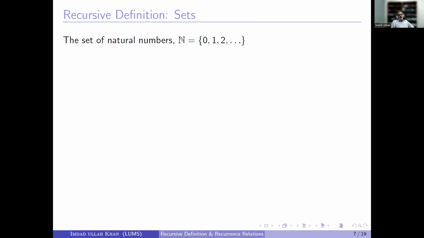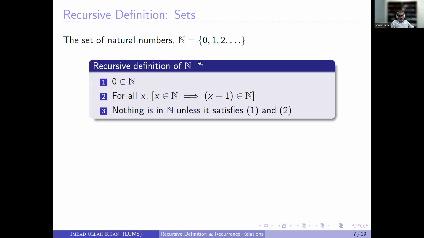The set of natural numbers is what we notate using capital N, and it contains non-negative integers. We can define sets in the form of a recursive definition. We say that the first element is part of the set of natural numbers, which is equivalent to the base case. And for all x, if x is a member of N, then x plus 1 is also a member of N. And nothing is in N unless it satisfies 1 and 2.